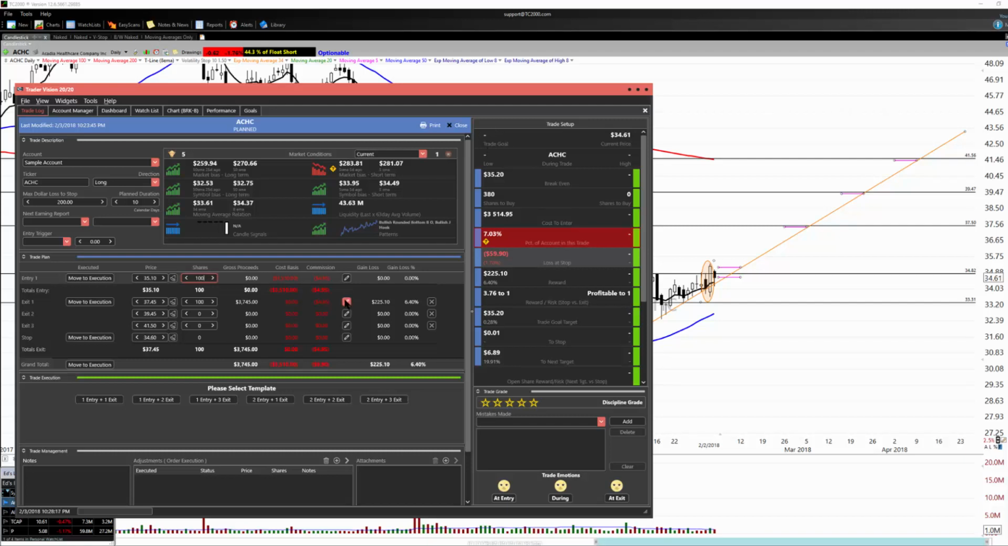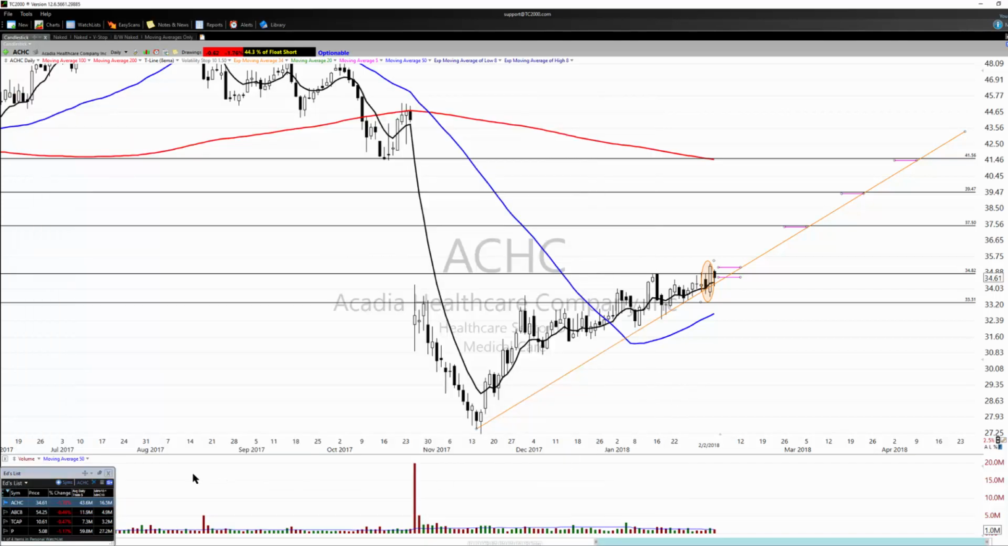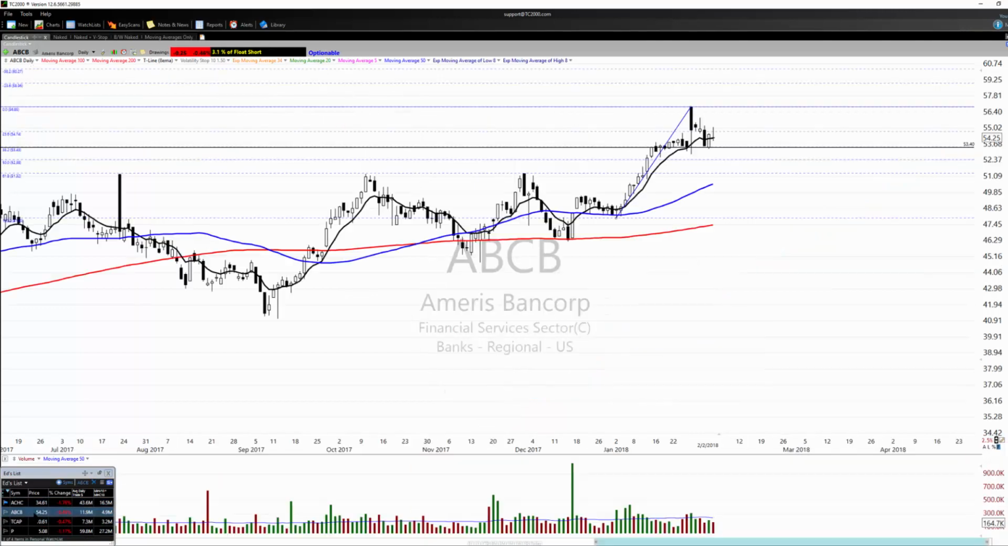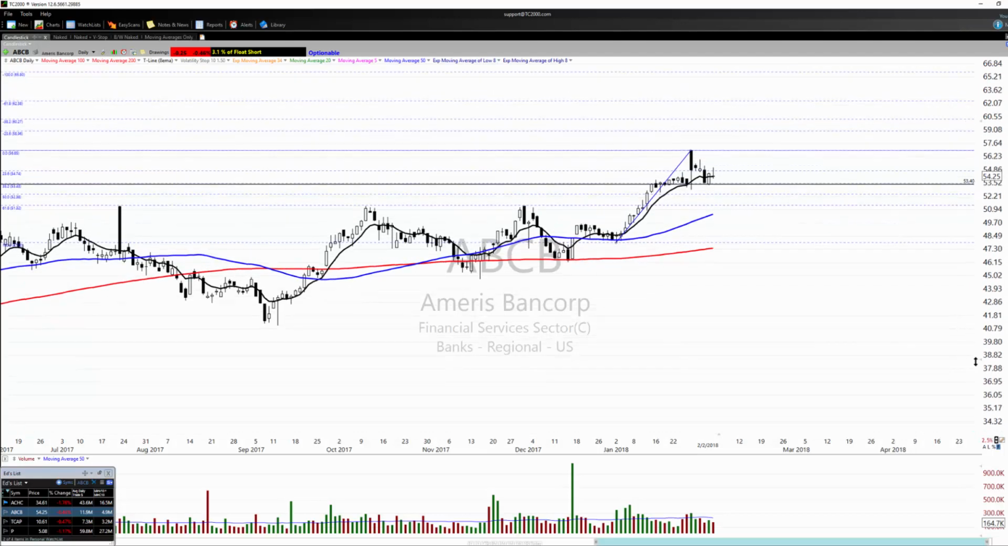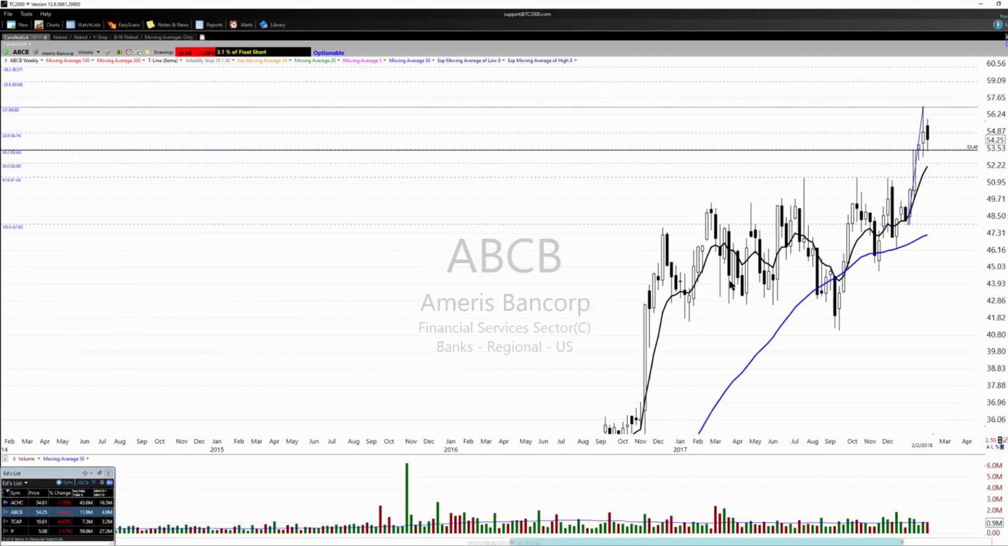So let's see if we can't save, well, it's already saved, but let's close that one and look for our next example, which is ABCB. Okay, ABCB, let's pull this down. I believe this is a regional bank and we're more or less close to all-time highs. Let's look on a weekly chart and a monthly chart. Yes, we are at all-time highs.